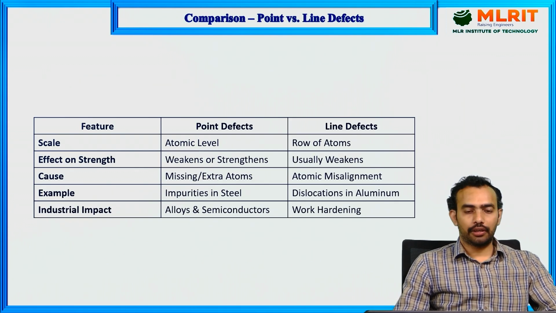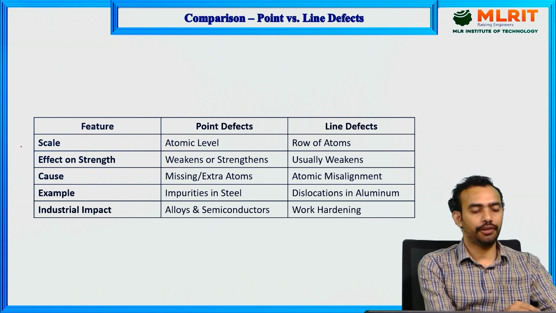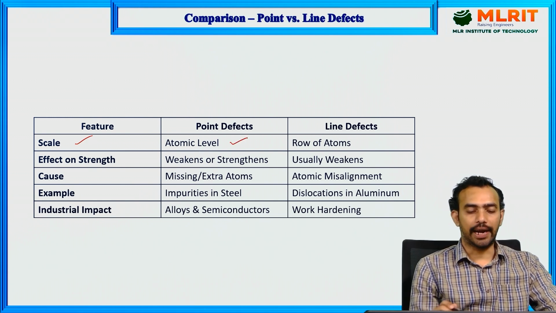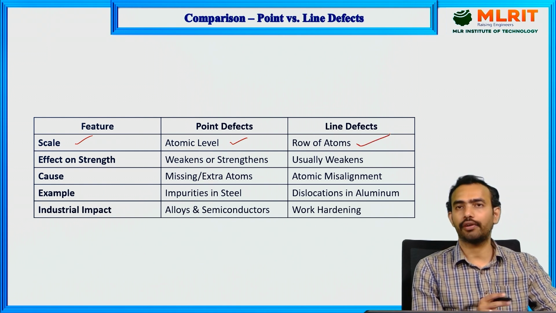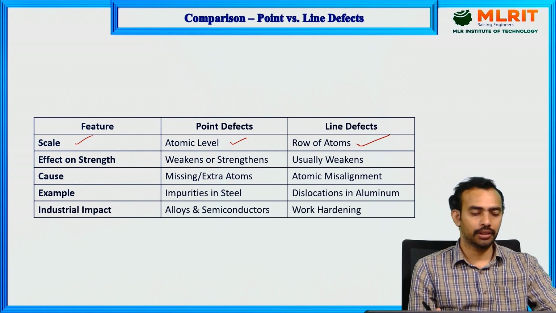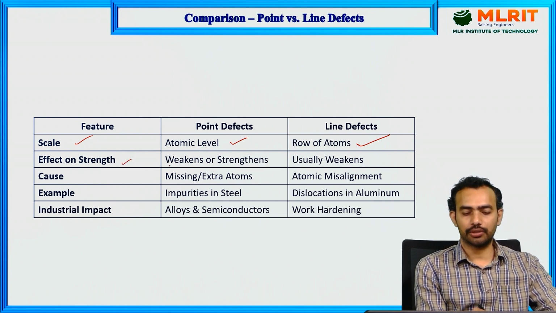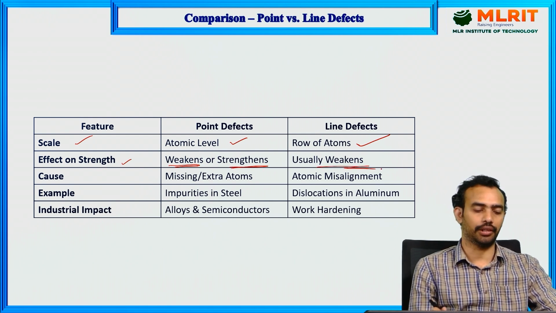As a brief, let us compare point and line defects over particular features. If you look at the scale, point defects are at the atom level, the individual atoms level, and line defects are again at the atom level, but these are basically a row of atoms, a series or group of atoms. Its effect on strength: point defects cause weakness and can also strengthen, but line defects usually weaken the material.